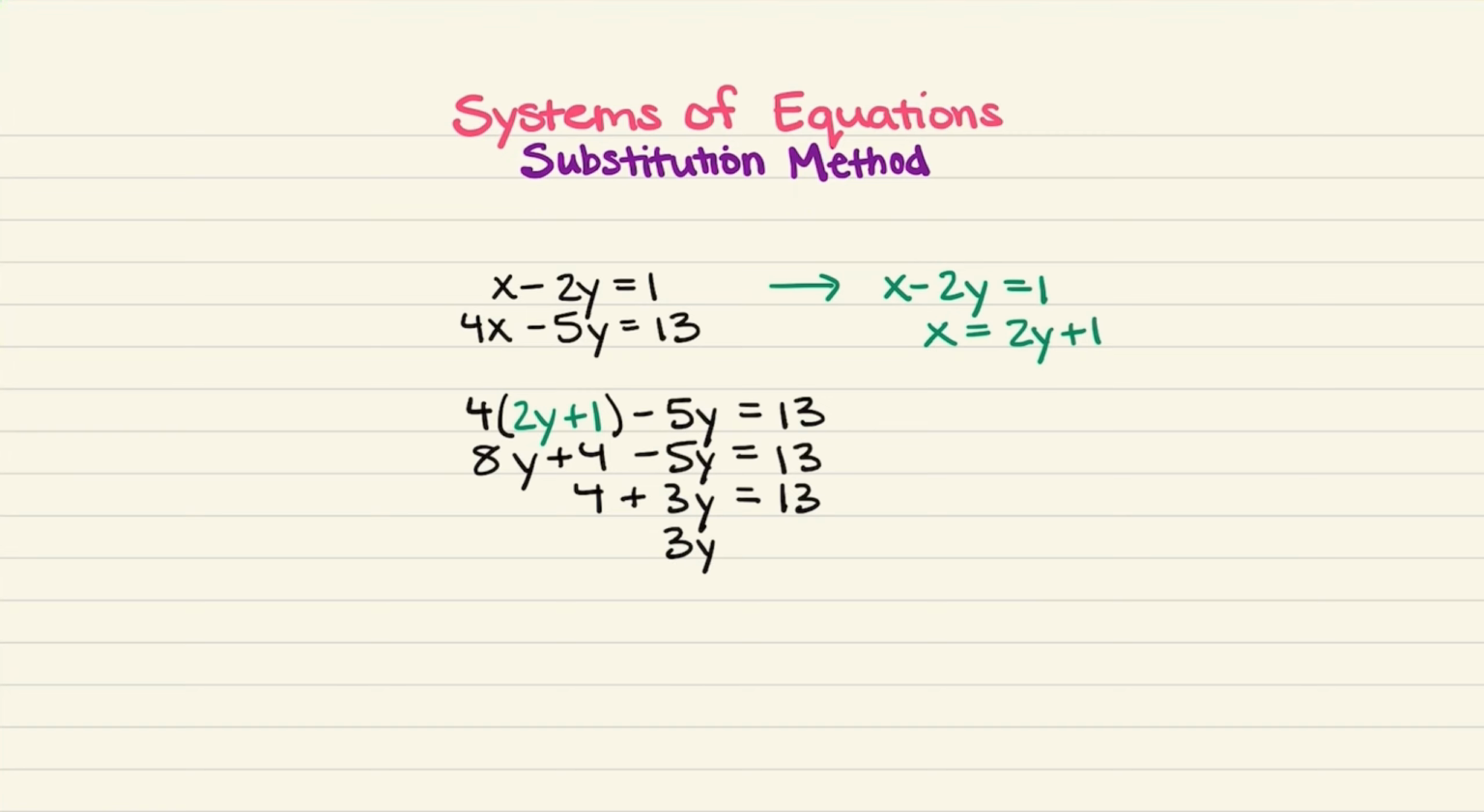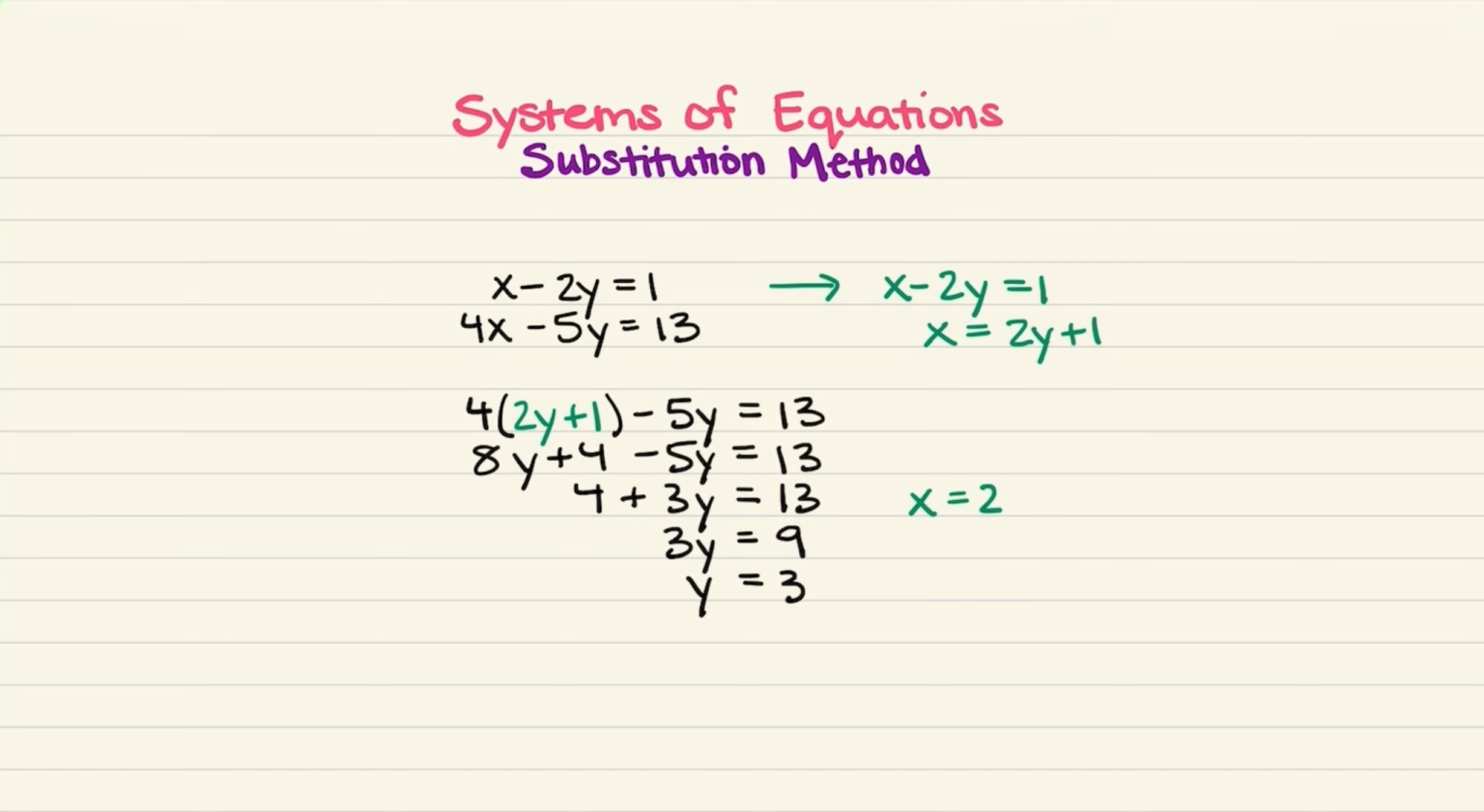Subtract 4 from both sides. We get 3y equals 9. Divide both sides by 3, and y equals 3. Now we're going to take our value we just found for y and plug it into this equation for y. We could also plug this 3 into either of these other equations.